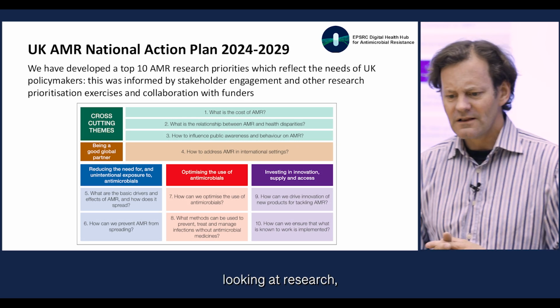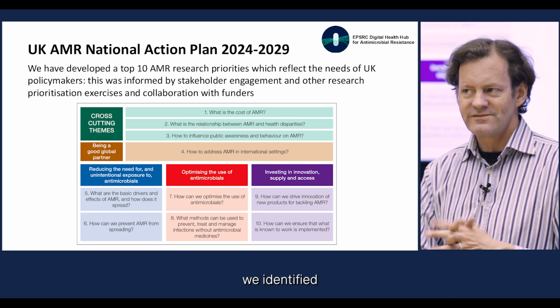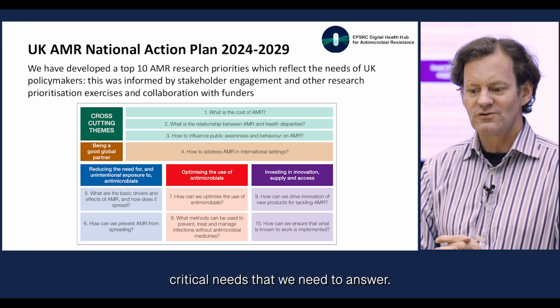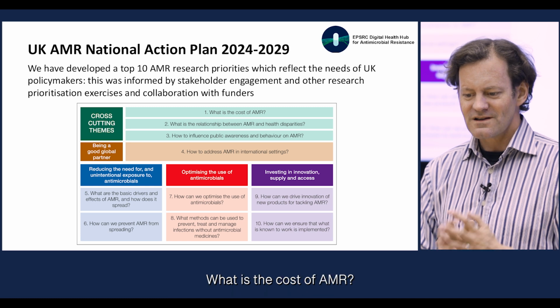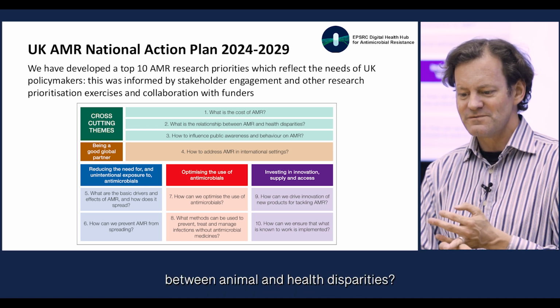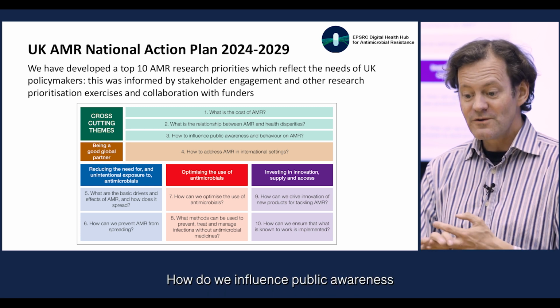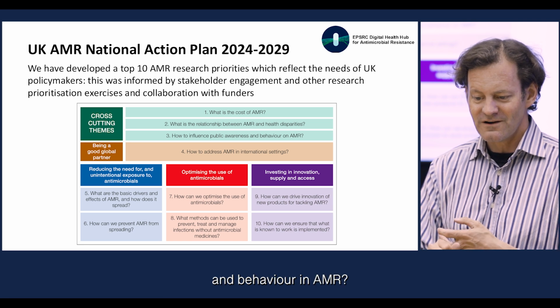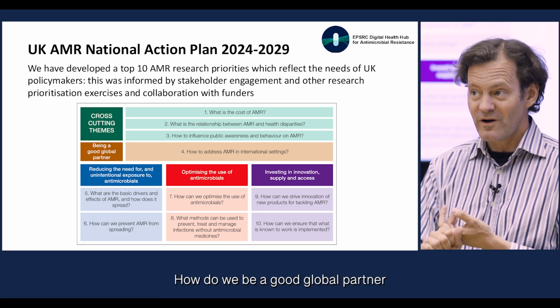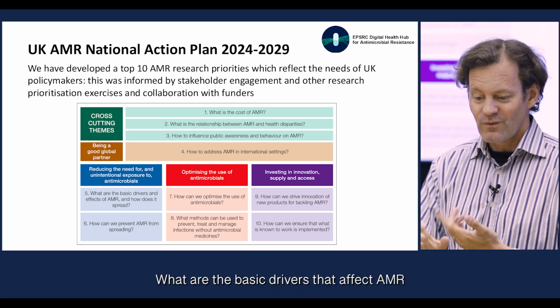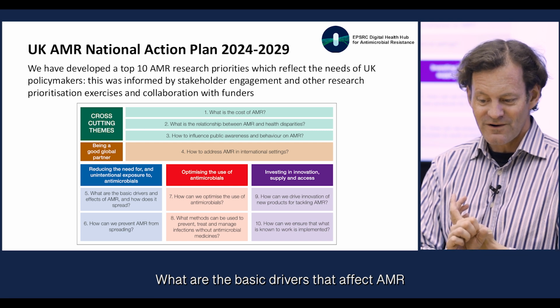And finally, looking at research, we've identified some key critical needs that we need to answer. What is the cost of AMR? What is the relationship between AMR and health disparities? How do we influence public awareness and behaviour on AMR? How do we be a good global partner in international settings? What are the basic drivers that affect AMR and how does it spread?